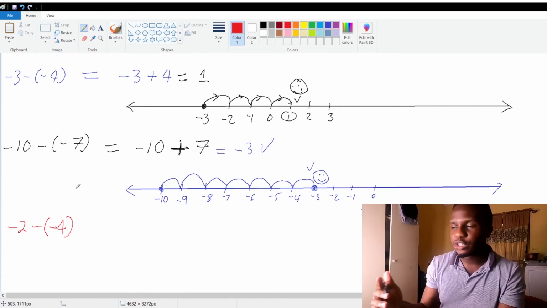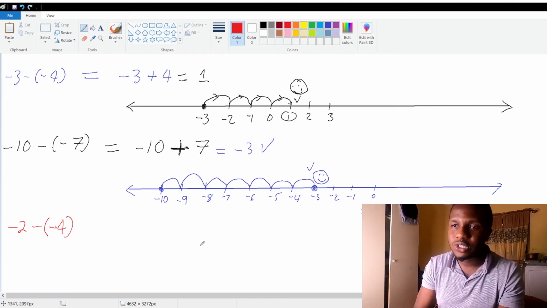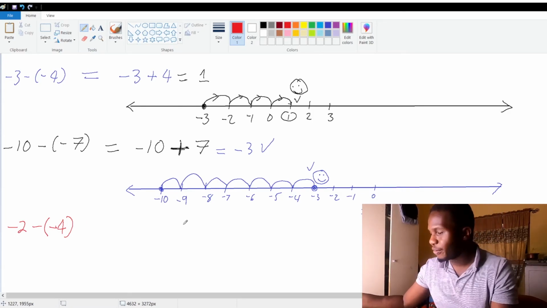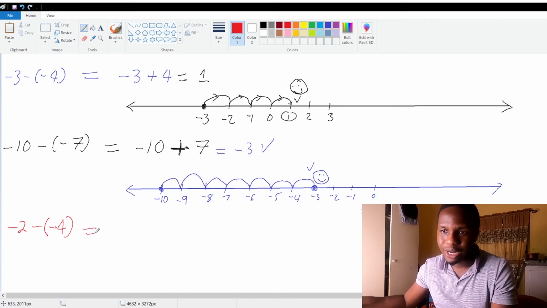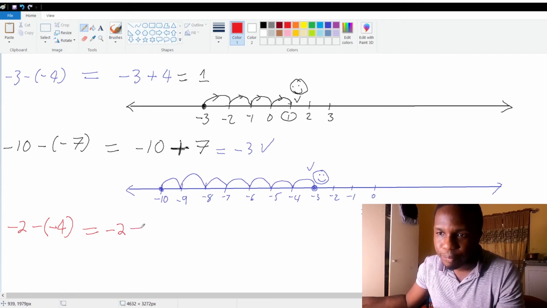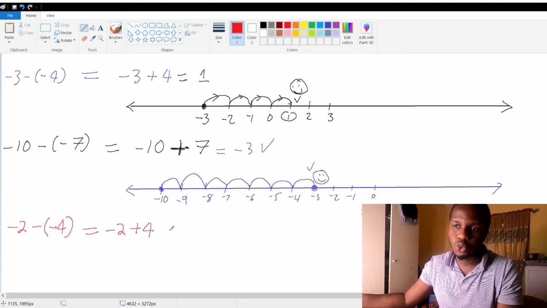Yes, so minus 2 minus minus 4 again. We want to make this look easier. There are 3 minus signs, but we can actually simplify this. Whenever a minus and a minus come together, remember what happens? We have a plus. So this is the same thing as minus 2 plus 4, which is what?